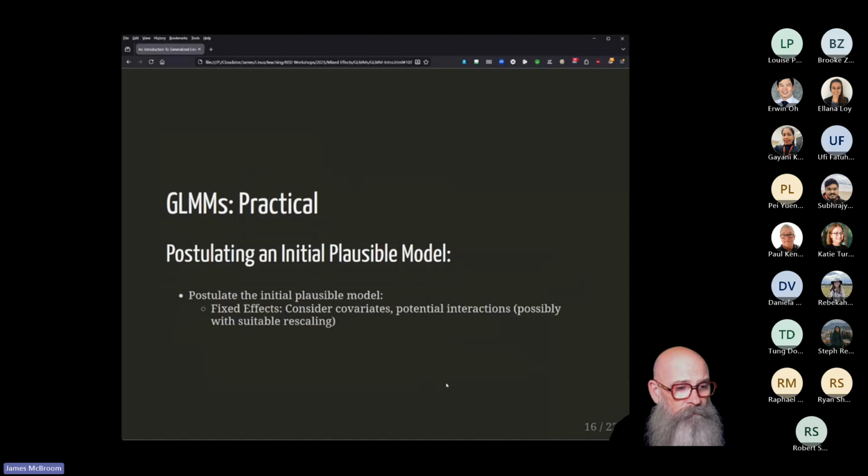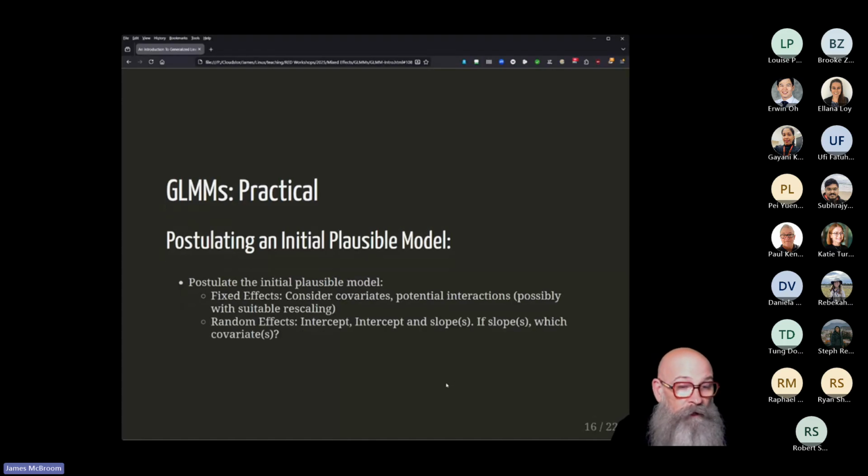All right. When you postulate your initial plausible model, you then need to think about the fixed effect structure. Which covariates do you think have a population effect on the response? And potential correlations could be involved there. And then think about your random effect structure. Do you need just a random intercept? Will that be adequate? Are there other covariates that you think may be contributing to the random variation you're observing between the groups? If so, you may want to consider one or some of those as random slope terms in your random effect structure.